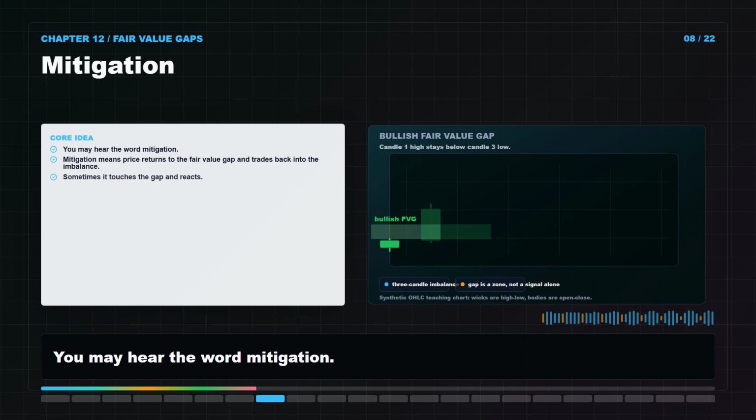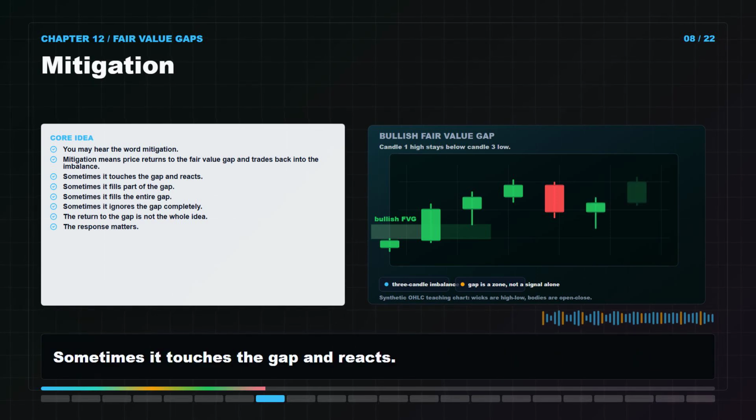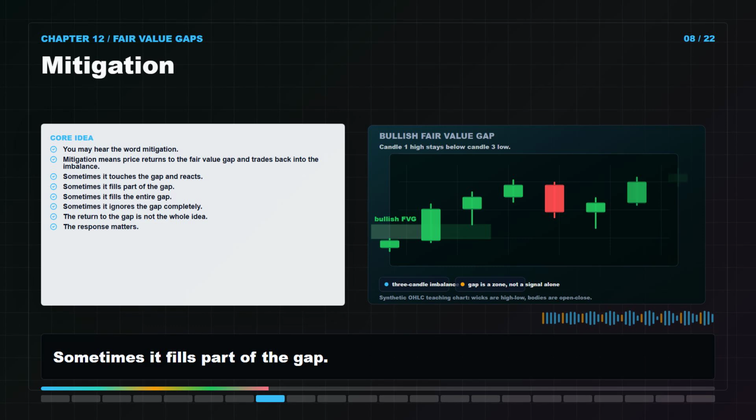You may hear the word mitigation. Mitigation means price returns to the fair value gap and trades back into the imbalance. Sometimes it touches the gap and reacts. Sometimes it fills part of the gap. Sometimes it fills the entire gap. Sometimes it ignores the gap completely.